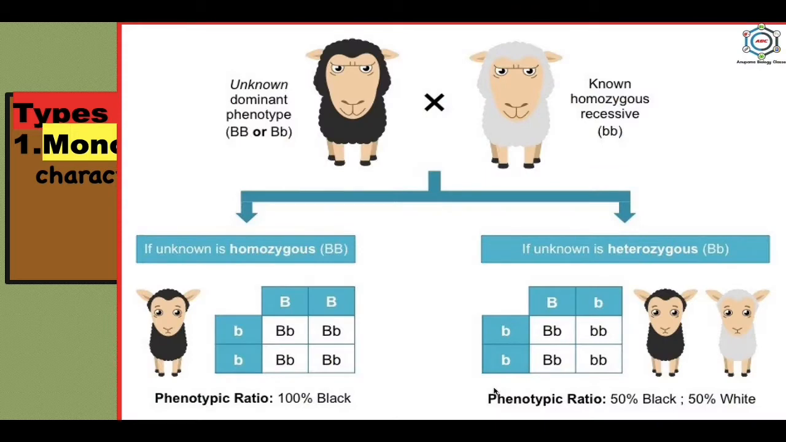Here, an unknown dominant phenotype may be capital B capital B or capital B small b, when crossed with homozygous recessive, that is small b small b. In this condition there are two possibilities, so two conditions will be formed. That is, if small b crosses with capital B capital B, then 100% black will be formed, and if small b crosses with capital B small b, then 50% black and 50% white will be formed.